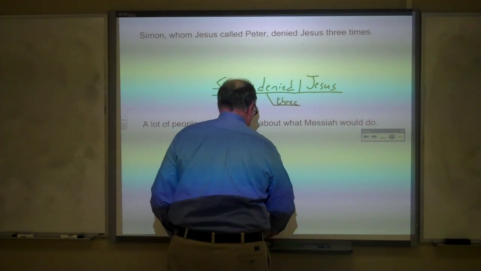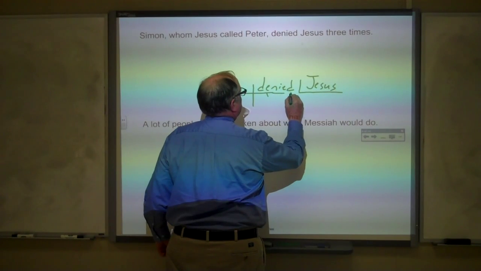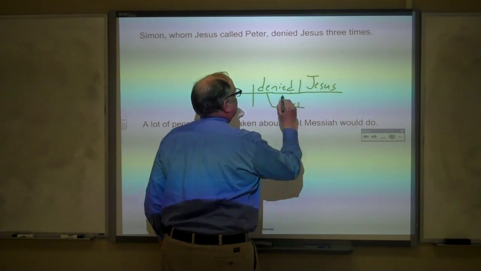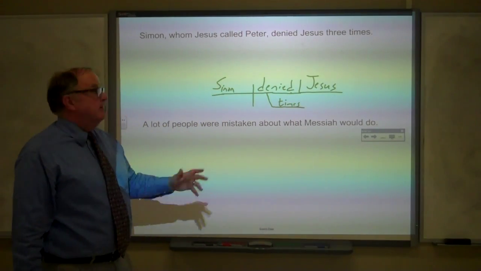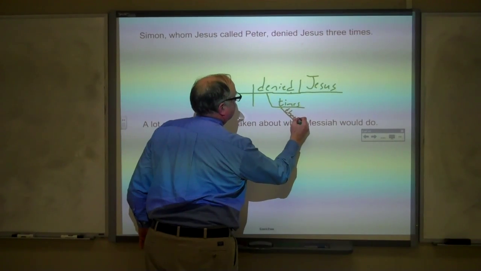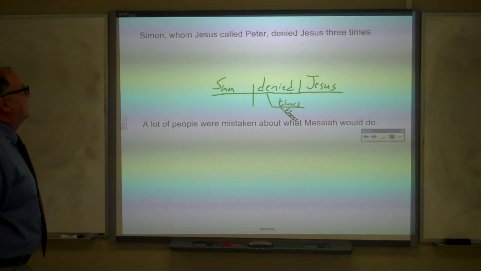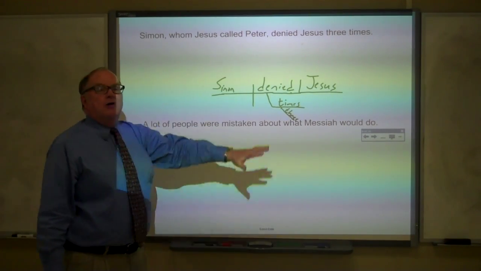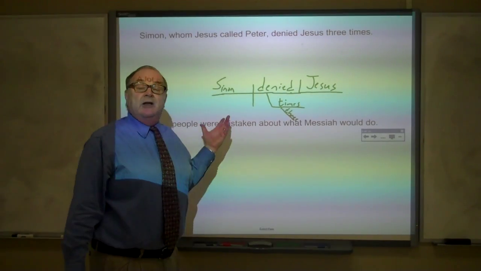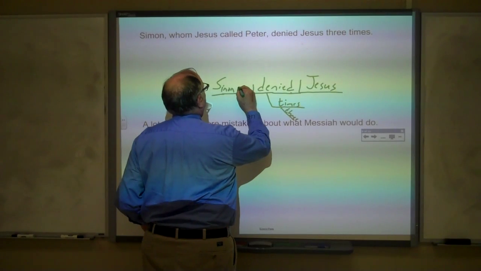Oops, I'm sorry, wrong word. I said times, but then I wrote the wrong word. Times, one of those adverbial nouns. 3 modifies times. So Simon denied Jesus 3 times. That's the main clause. Whom Jesus called Peter is a subordinate clause, but here it's an appositive. It's following Simon and telling us a little bit more about Simon.